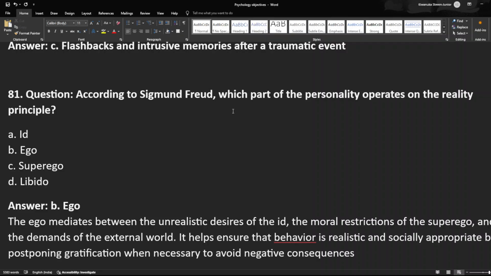The ego part is the one which decides that when this and this is done, the outcome will be negative. So let me wait, let me hold on, let me be patient.